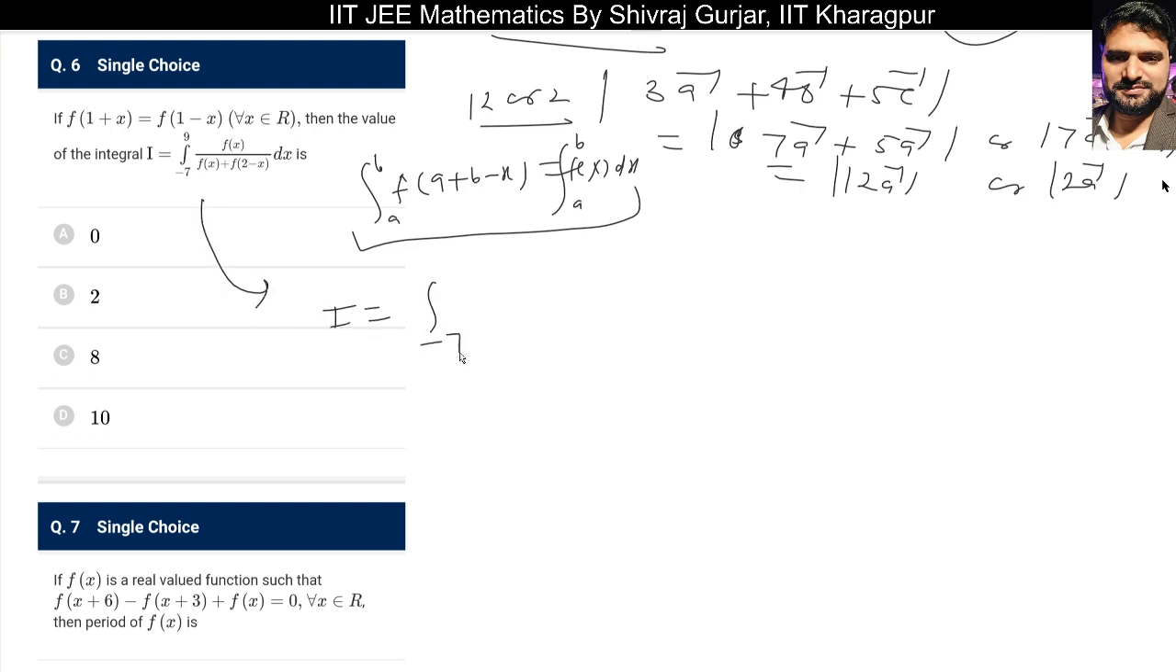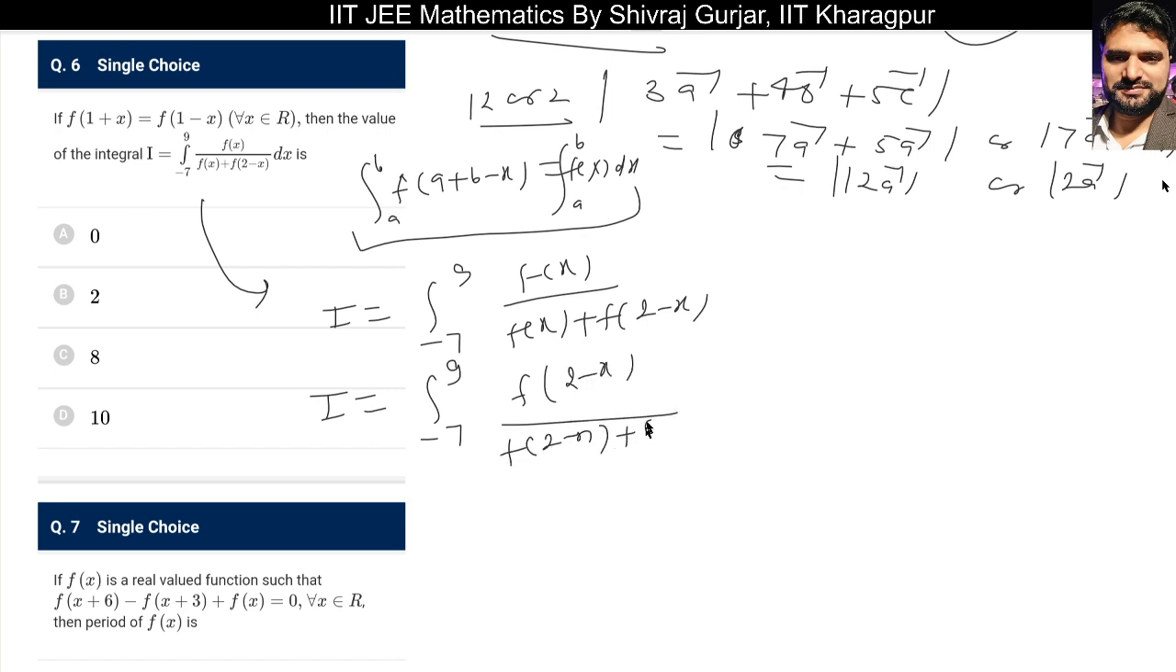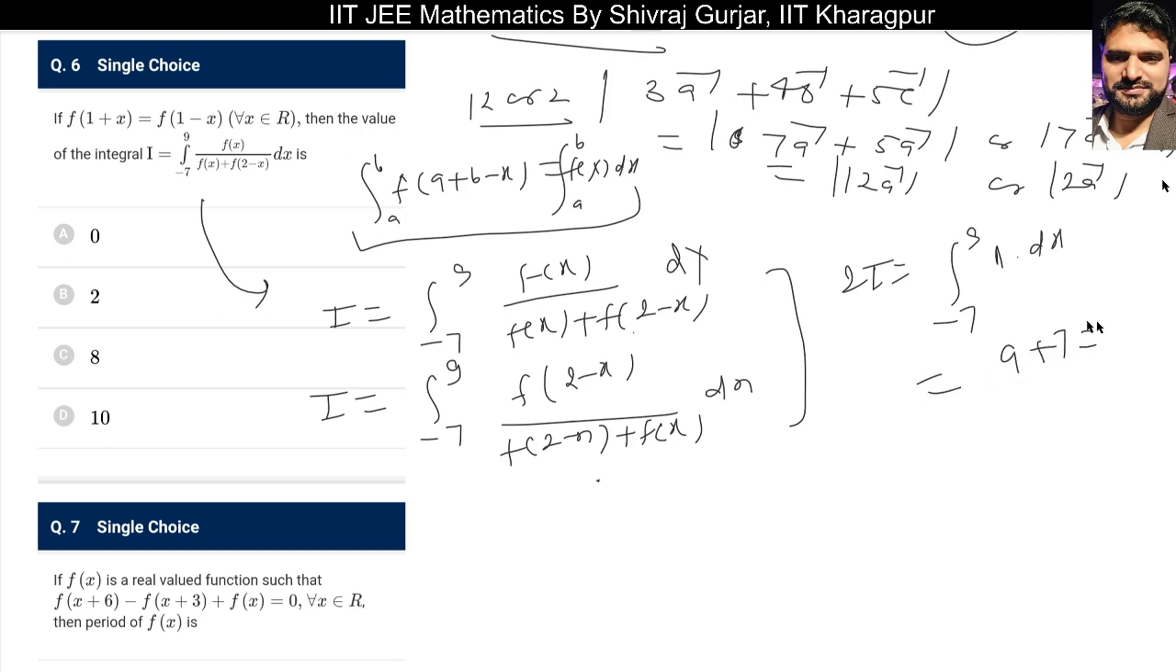I equals integral from minus 7 to 9 of f(x) divided by f(x) plus f(2 minus x). Again, this can be written as integral from minus 7 to 9, where a plus b is 2, so x will be replaced by 2 minus x: f(2 minus x) divided by f(2 minus x) plus f(x). When we replace this by 2 minus x, this will be x. So let us add these both. 2I equals integral from minus 7 to 9, denominator is the same and numerator will become f(x) plus f(2 minus x). That will make this 1. So that is 9 plus 7, that is 16, so I is 8.